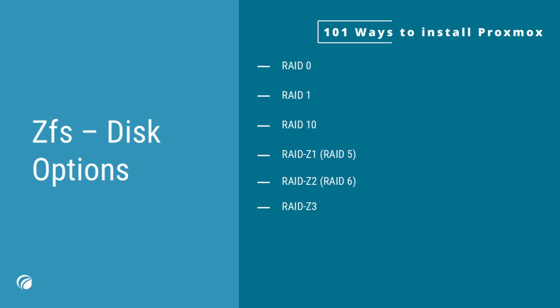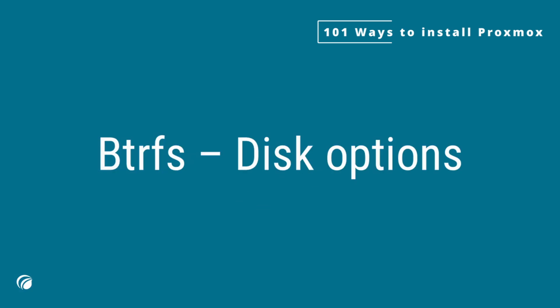Next we have RAID Z1, which is single parity, which is comparable to RAID 5. It requires at least 3 disks, but in general we have 4, and 1 disk can be lost. Next we have RAID Z2, which is double parity. It is comparable to RAID Z6. It requires at least 3 disks and 2 disks for parities, and 2 disks can be lost. And then finally we have RAID Z3, which is triple parity. It requires at least 4 disks and 3 disks for parity, and so 3 disks can be lost.